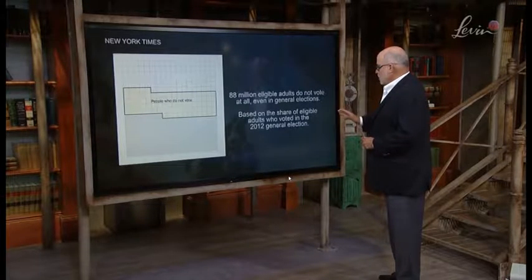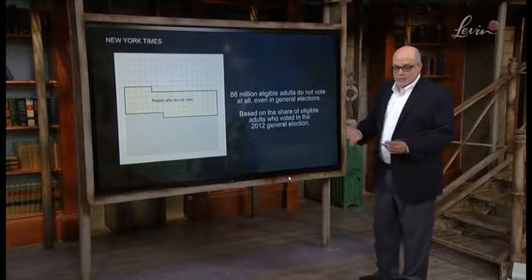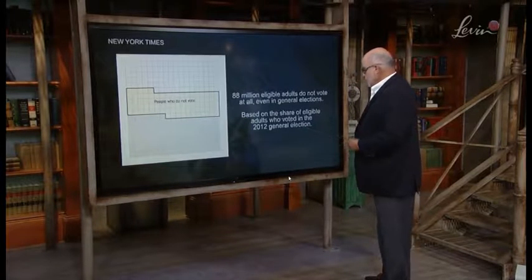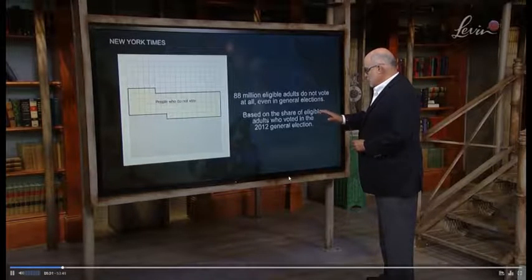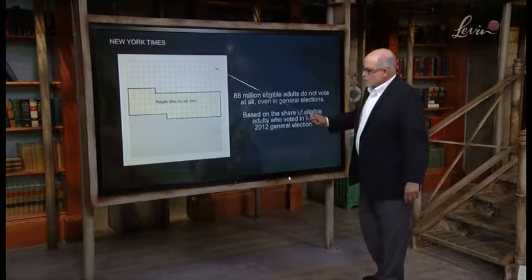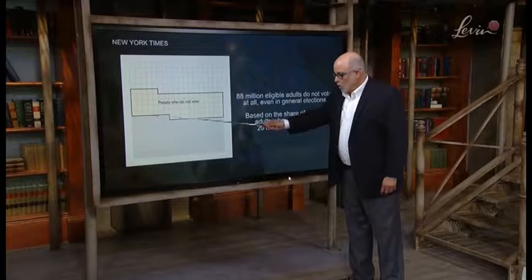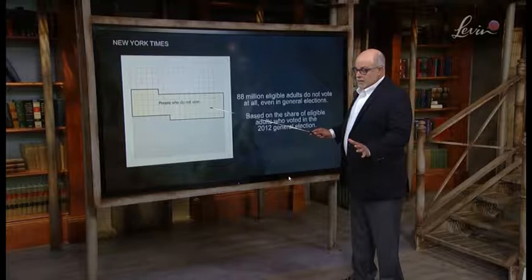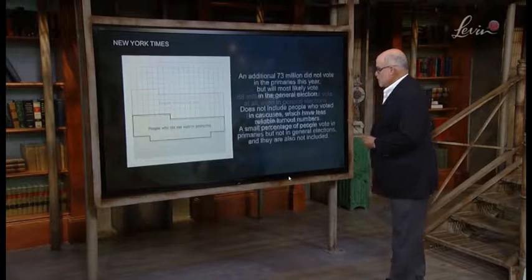Next. 88 million eligible adults do not vote at all, even in general elections. I guess they just walk around like homeless people in the streets, like zombies and drones. But anyway, 88 million don't. So based on the share of eligible adults who voted in the 2012 general election. So we already know this group is not voting. They're ineligible. This group won't vote even though they are eligible. All right? We're almost at more than half the country right now. Right here.